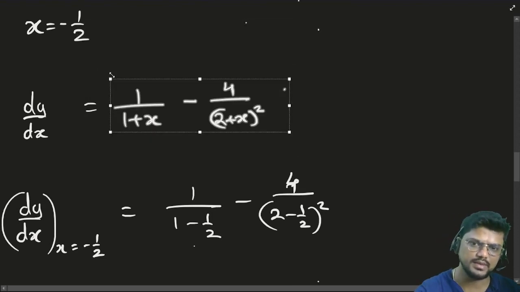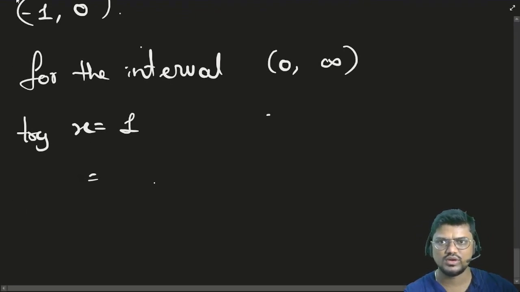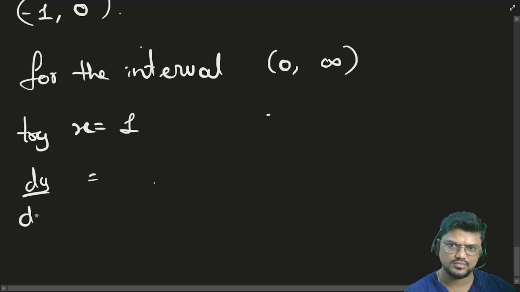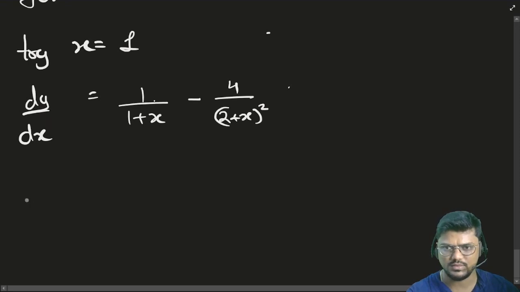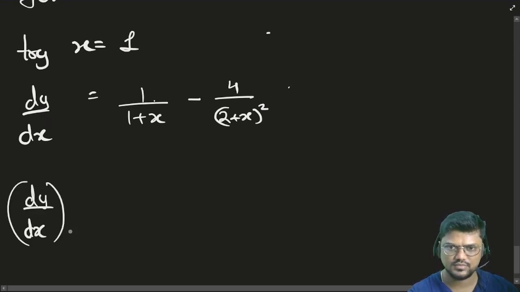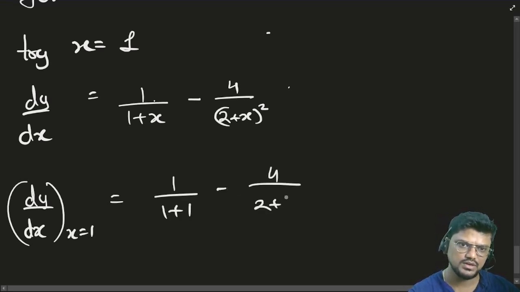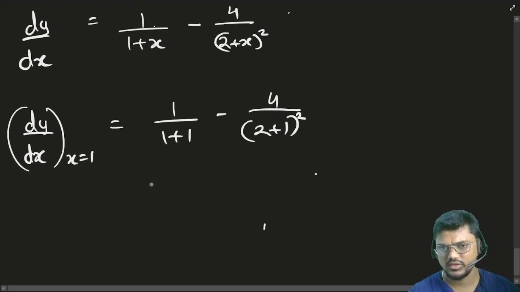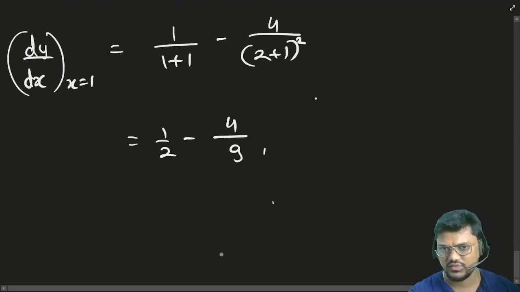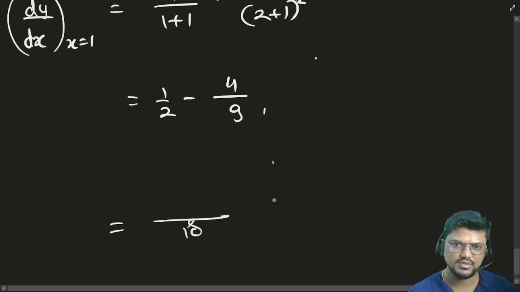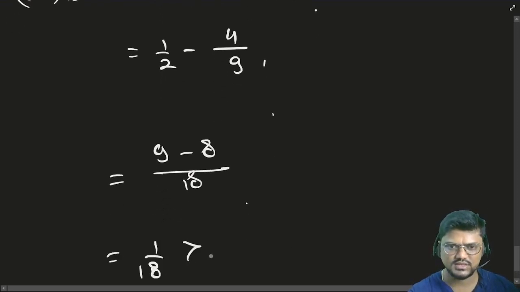Sorry, that is your dy by dx. This time we have written dy by dx. No, both are the same only. So at this time, your dy by dx equals this, and your dy by dx at x equals 1 will be 1 upon 1 plus 1 minus 4 upon 2 plus 1 whole square. So this will be 1 upon 2 minus 4 upon 3 square, that is 9. If I do the cross multiplication now, 18 will be the LCM, 9 minus 8. This gives you 1 by 18, which is again greater than 0.